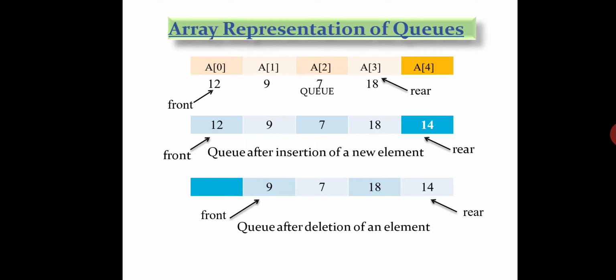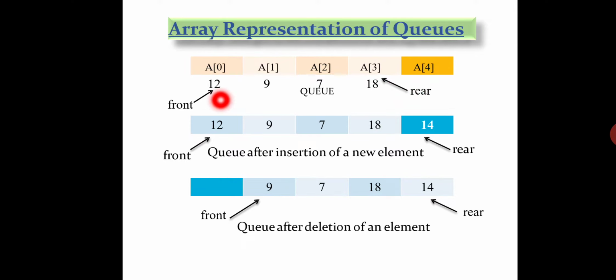Then the array representation of a queue. For example, it is a queue a of 0, a of 1, a of 2, a of 3, a of 4. Here we declare int a of 5, which means it will allocate 5 blocks of memory. An array starts with 0 and ends with n minus 1. Here n is equal to 5, so 5 is the size of the array. The first value occupies a of 0, the second a of 1, the third a of 2, the fourth a of 3, and the fifth a of 4.